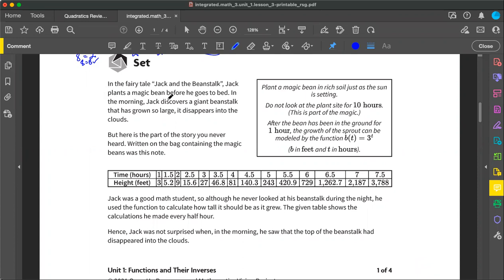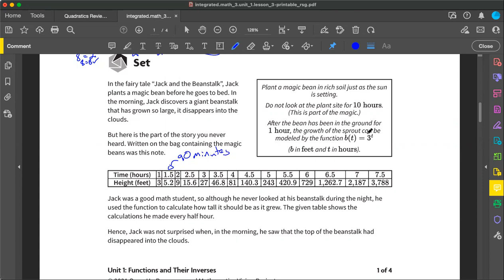In the fairy tale, Jack and the Beanstalk, Jack plants a bean before he goes to bed. Jack discovers the beanstalk's grown so large, it's moving up and up and up. I guess this is the story we never heard, that after so many hours of this being planted, the height grew so large. And notice that we also have these half increments here. So 1.5 hours could be 90 minutes. So this is kind of interesting that it's taking on the halves.